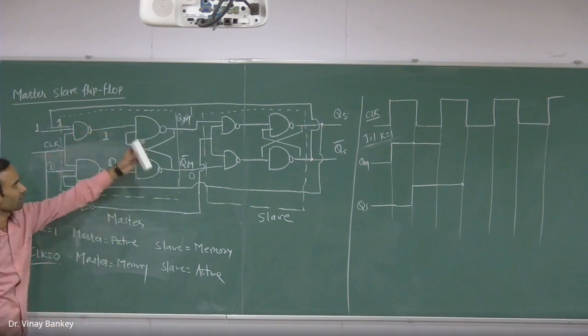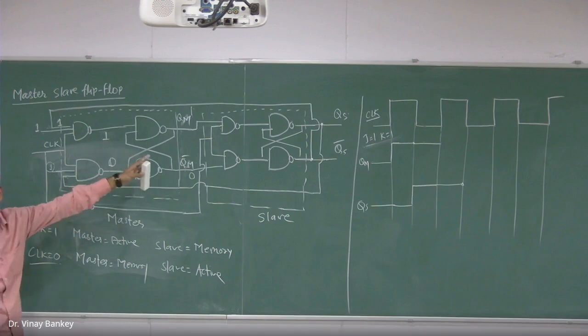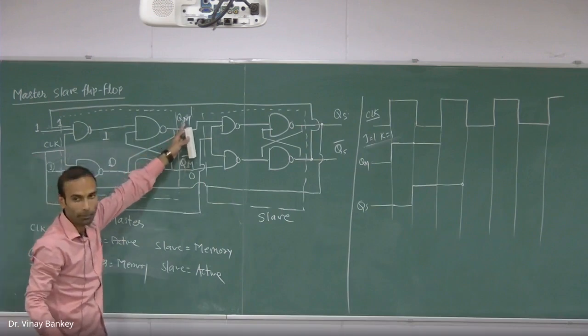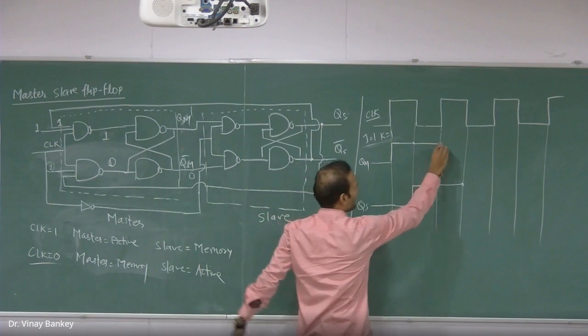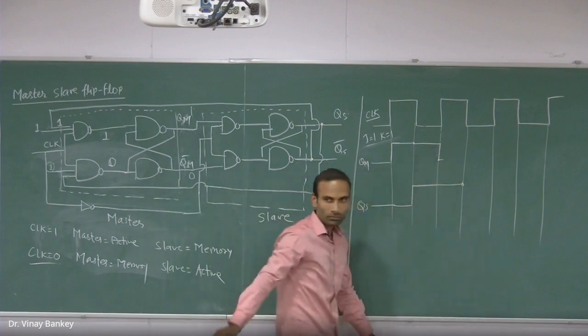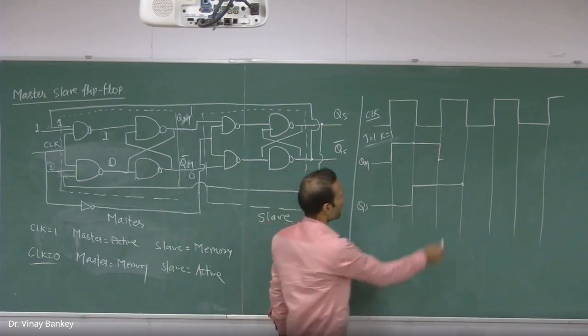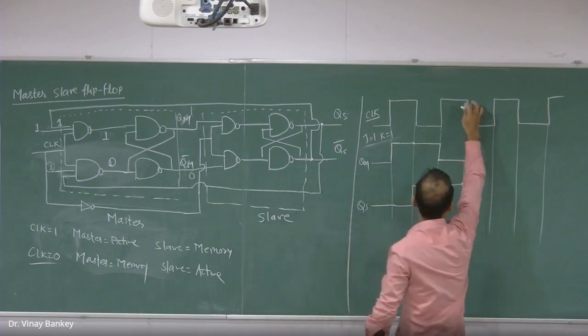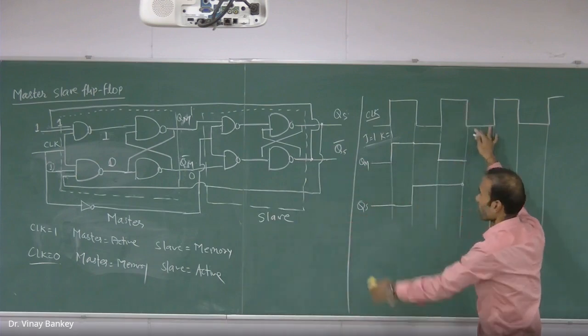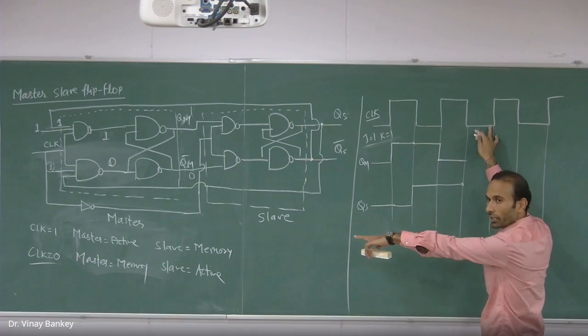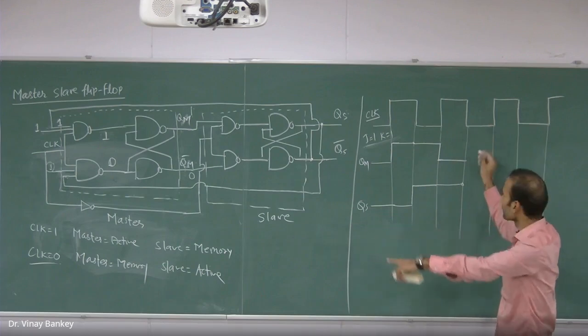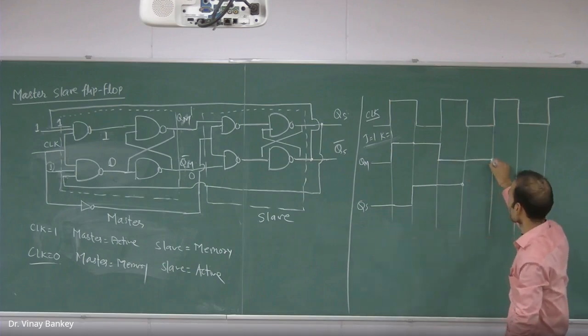And for this NAND latch, you will have 0 at QM. So immediately this will become 0, correct? And it will continue till this high clock pulse. And for the low clock pulse, that master will be in memory state, correct? So this will continue till this position.